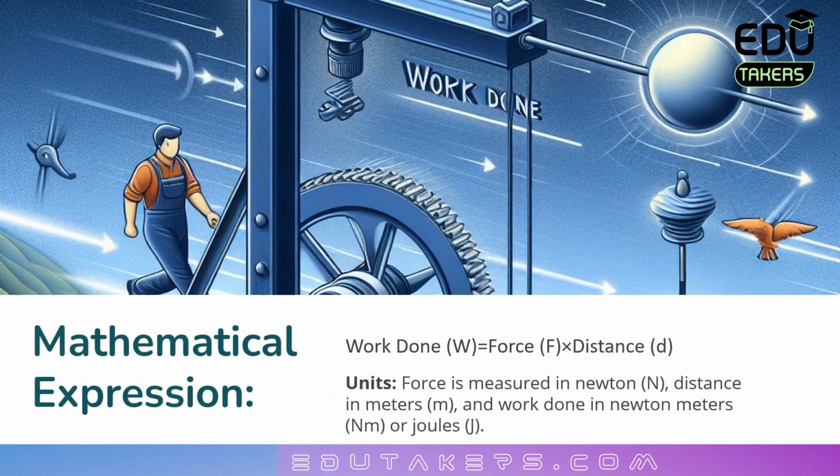The work done on an object can be expressed by the equation W equals F times d. Here, W represents the work done in joules, J. F is the force applied in newtons, N. d is the displacement in meters, m. The unit of work is the joule, J, where 1 joule is the work done by a force of 1 newton causing a displacement of 1 meter in the direction of the force.